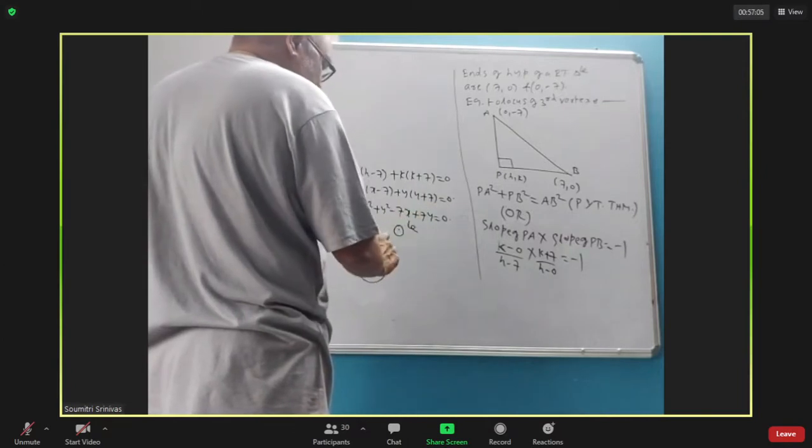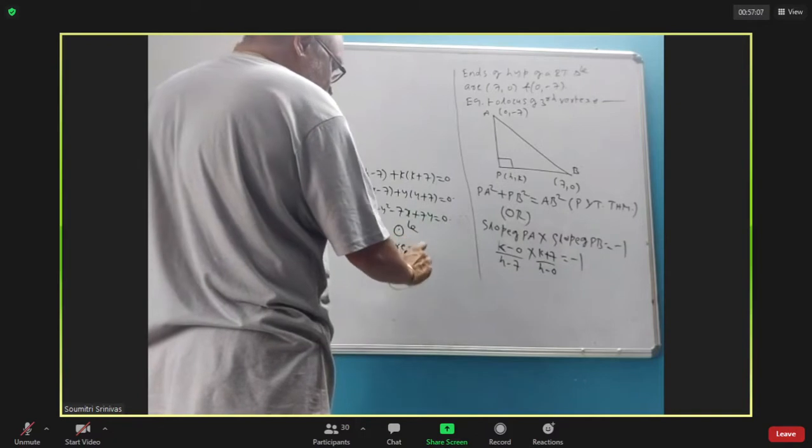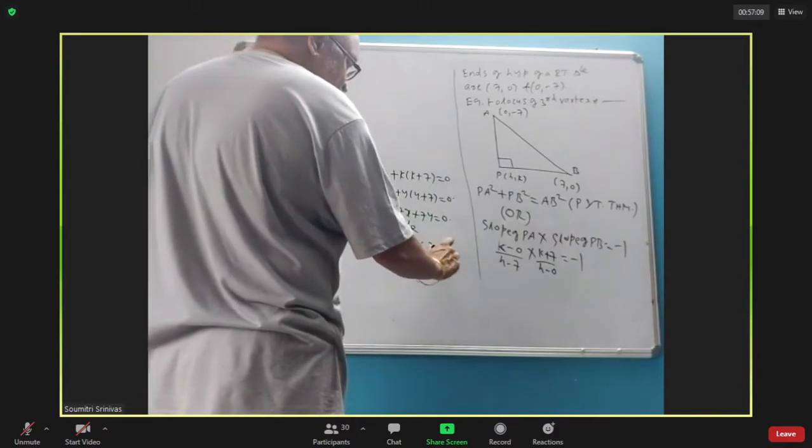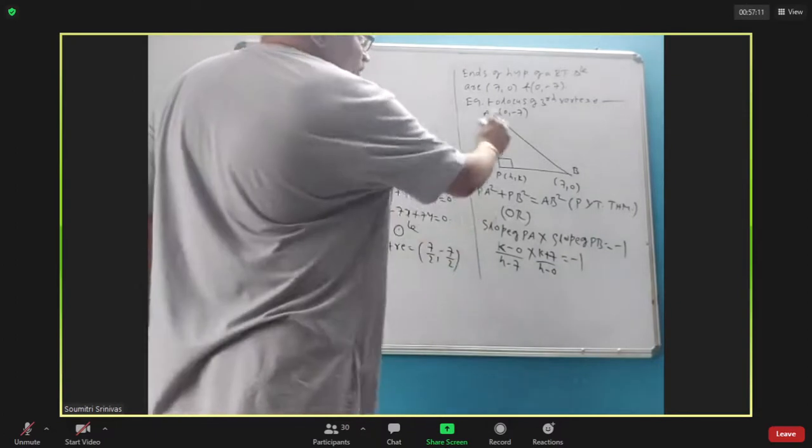What is the center? 7 by 2 comma minus 7 by 2. Midpoint of these two.